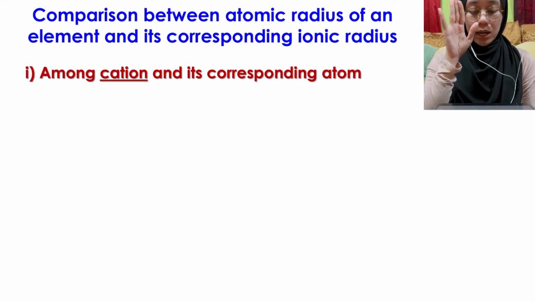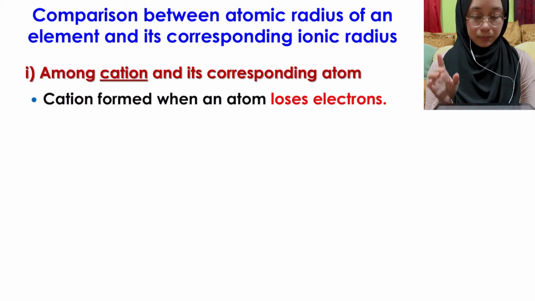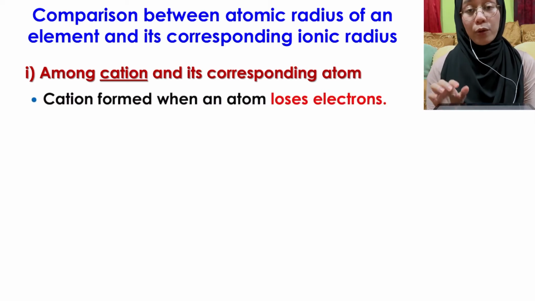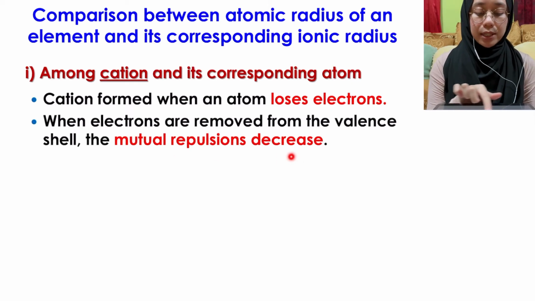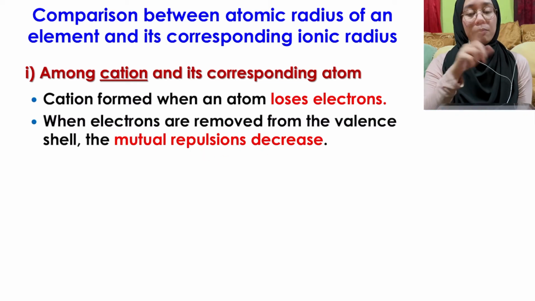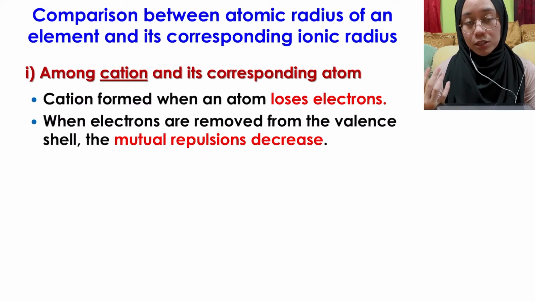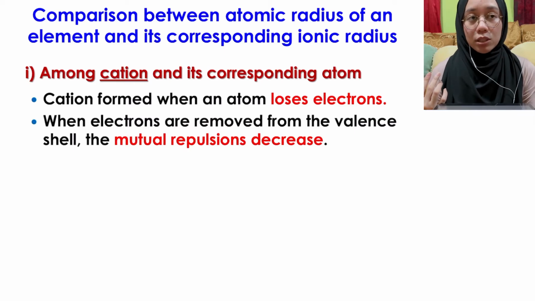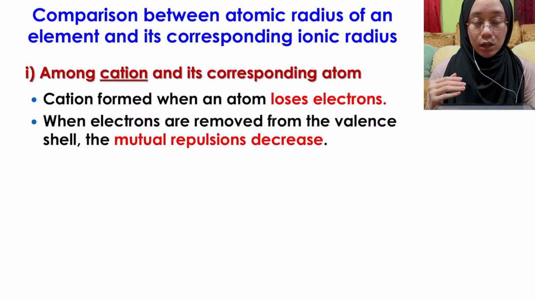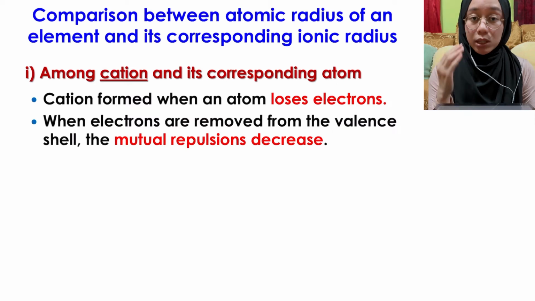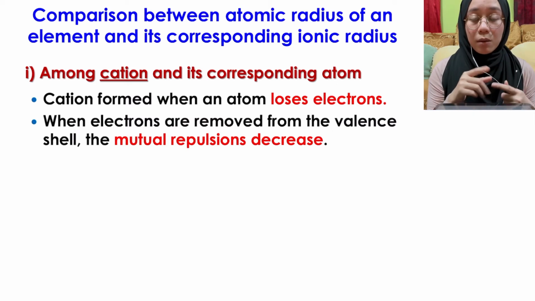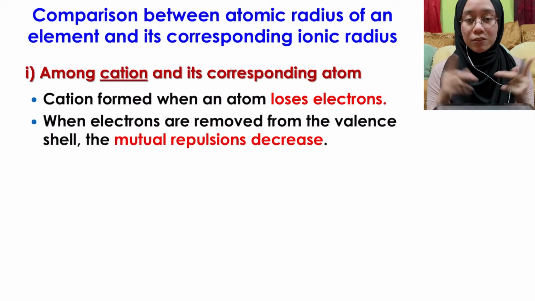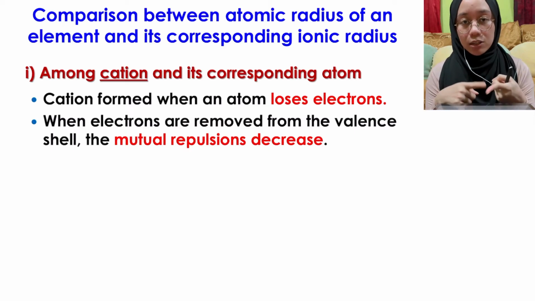So among cation and its corresponding atom. So cation is formed when we lose electron. Okay, macam saya cakap tadi. So when electrons are removed from the valence electron, the mutual repulsion decrease. So talking about repulsion now. Before this, we talk about the attraction forces. Okay, we talk about attraction forces between nucleus and also valence electron. Kenapa ada attraction forces kat situ? Because nucleus ada proton dalam tu. Proton charge dia adalah positif. Meanwhile, electron pula charge dia adalah negatif. So positif berjumpa negatif, that's why dia ada attraction forces.